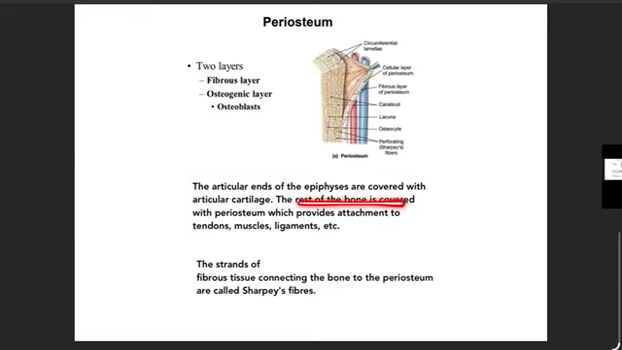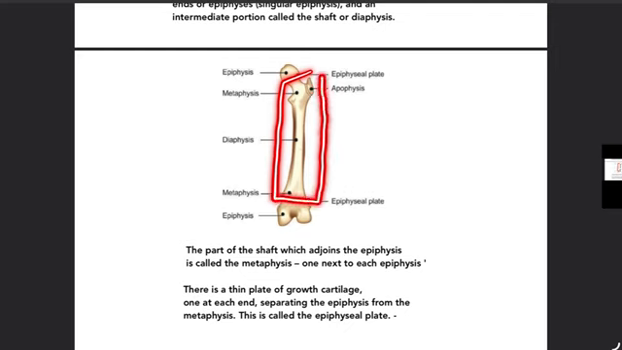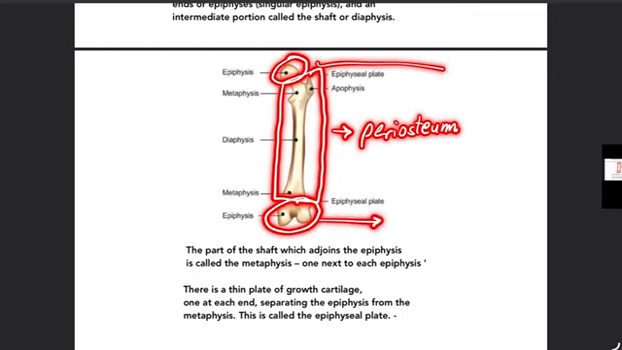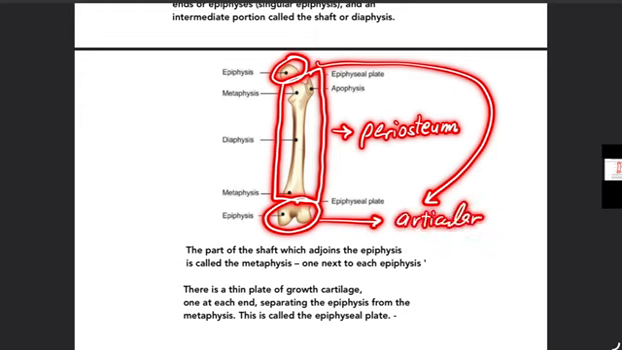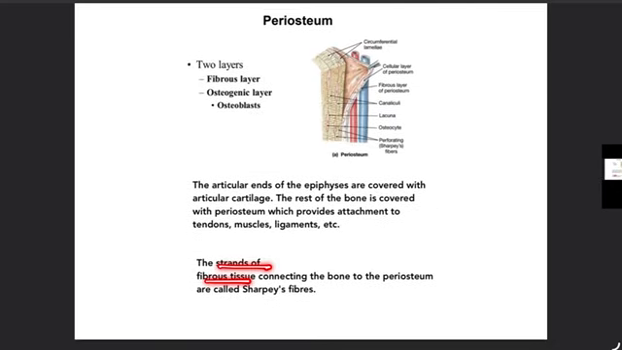The rest of the bone is covered with periosteum, which provides the attachment to the tendons, muscles, and ligaments. Therefore, we come to know that this part of the bone is covered by periosteum. And this part, the epiphyseal part, is covered by the articular cartilage. Okay.